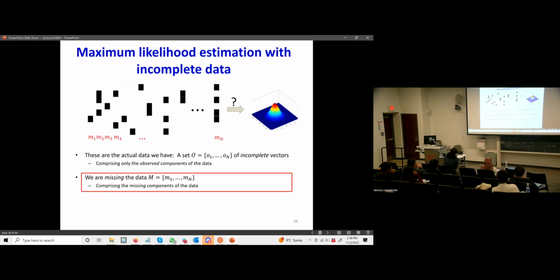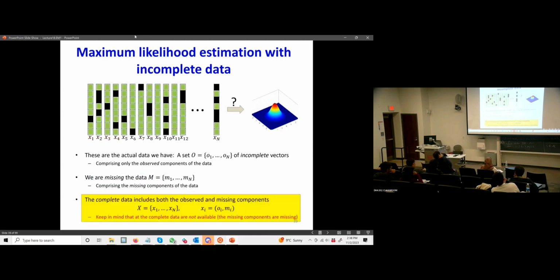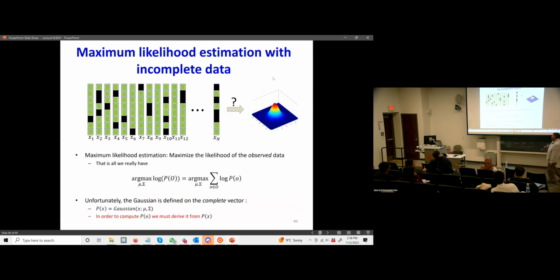And we are missing all of these components, right? And the complete data includes both the missing components and the observed components. And again, keep in mind that the complete data are not available. The missing components are missing, right? And so maximum likelihood estimation is only going to maximize the likelihood of the observed data, the green components. The black components have not been observed. There's no question of maximizing the likelihood of something that you do not know. You can only maximize the likelihood of things that you have observed, right? Unfortunately, the Gaussian is defined on the complete vector. It's not defined on the incomplete vector.